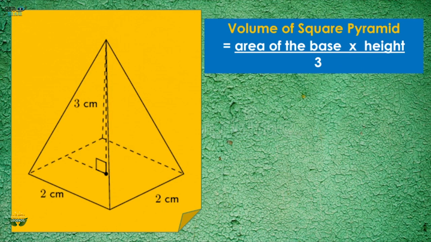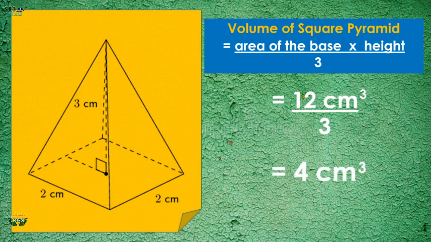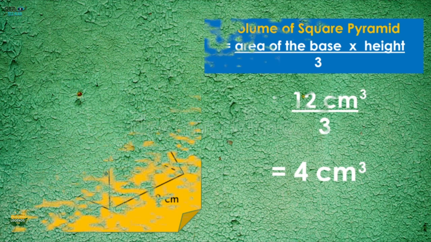Here, using the formula, let us solve the volume of the square pyramid. The area of the square base is 4 square centimeters. Multiplied with the height of 3 centimeters is 12 cubic centimeters. Divide with 3 is 4 cubic centimeters. The volume of the square pyramid is 4 cubic centimeters. There will be more activities on the computation of volumes of solid shape in the coming episodes.